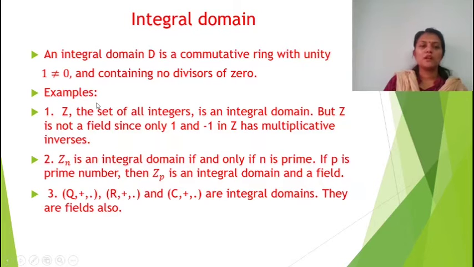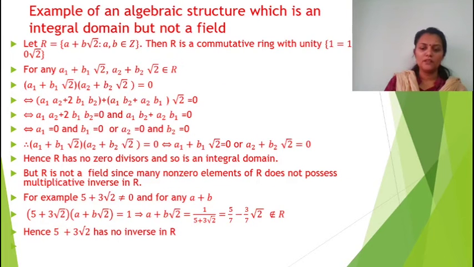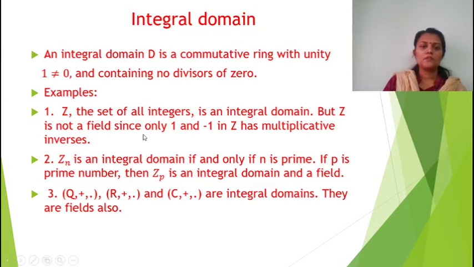So, we have some examples. The set of all integers is an integral domain. It's a commutative ring with unity and containing no divisors of 0. But Z is not a field, since only 1 and minus 1 in Z have multiplicative inverses. Next, Zn is an integral domain if and only if n is prime. If p is a prime number, then Zp is an integral domain and a field.